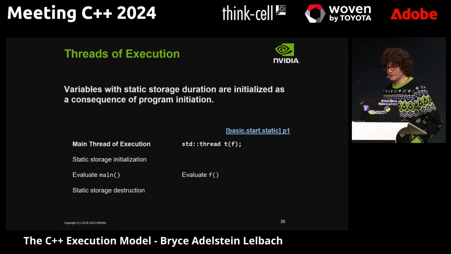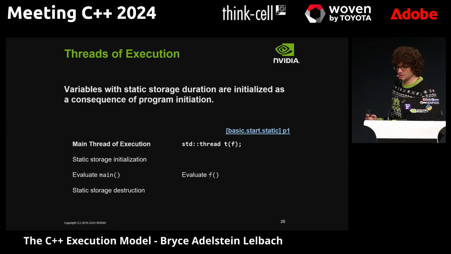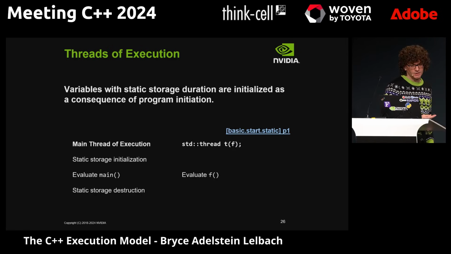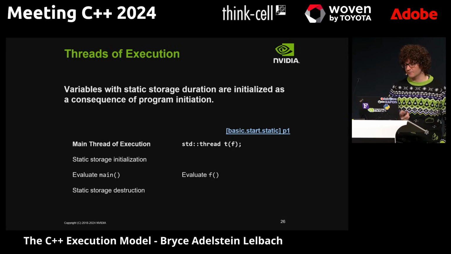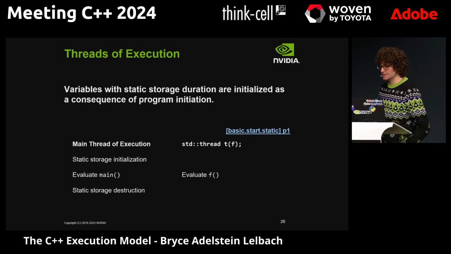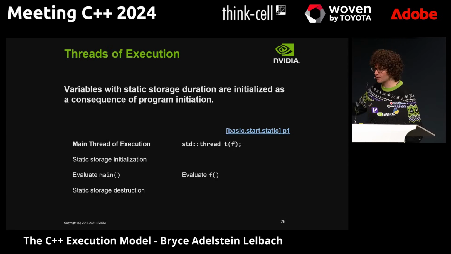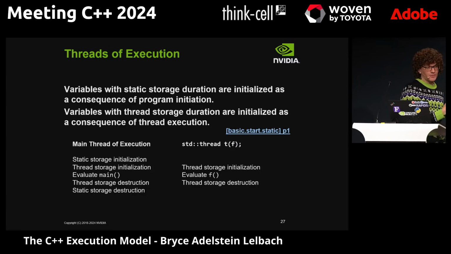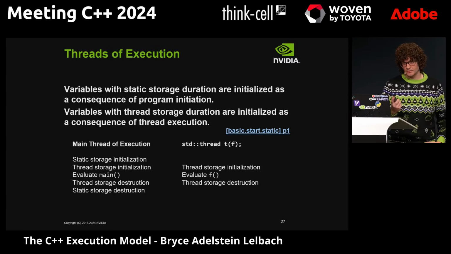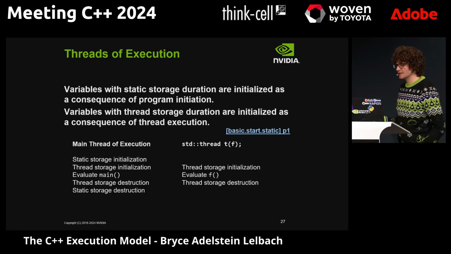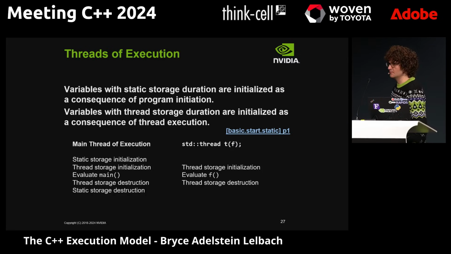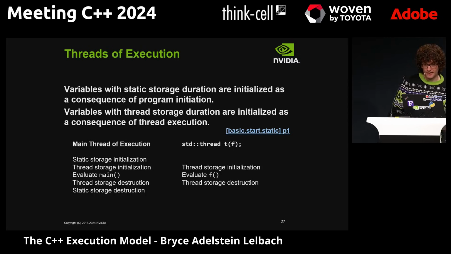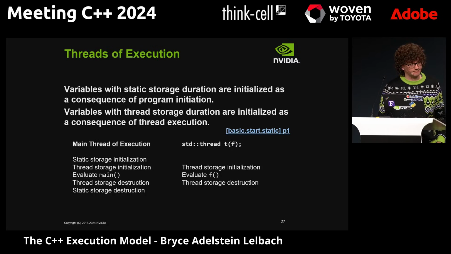Now let's talk a little bit about how initialization interacts with threads. So variables with static storage duration are initialized as a consequence of program initiation. So static objects are going to be constructed before main and destroyed after main. Variables with thread storage duration, so thread local, are initialized as a consequence of thread execution. So they're created before the thread starts, and they're destroyed after the thread finishes execution.